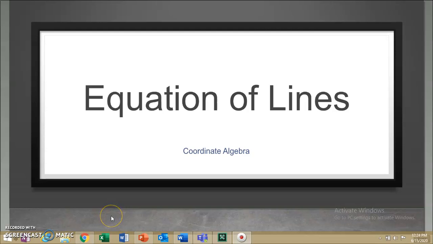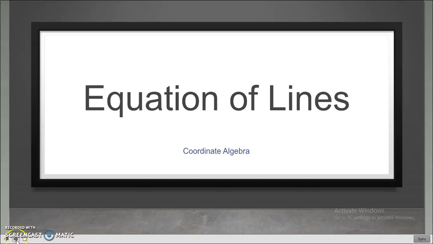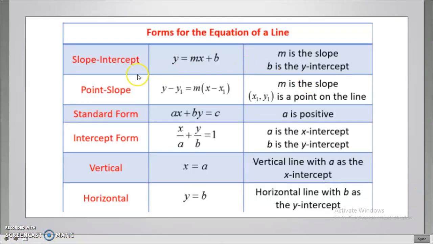Okay, today we'll be looking at equation of lines. All right, so these are the forms of the equation of a line. We have slope-intercept, which is y equals mx plus b, where m is the slope and b is the y-intercept.